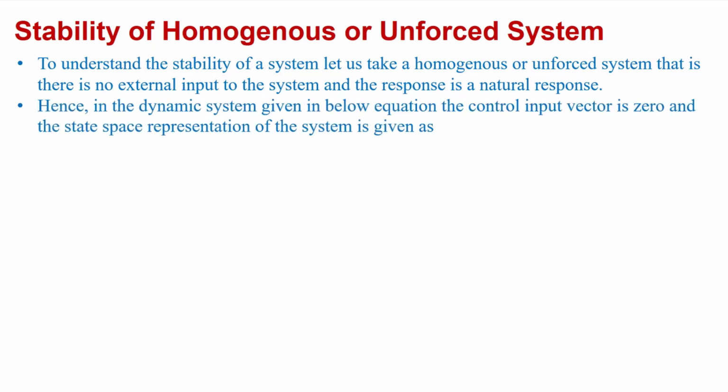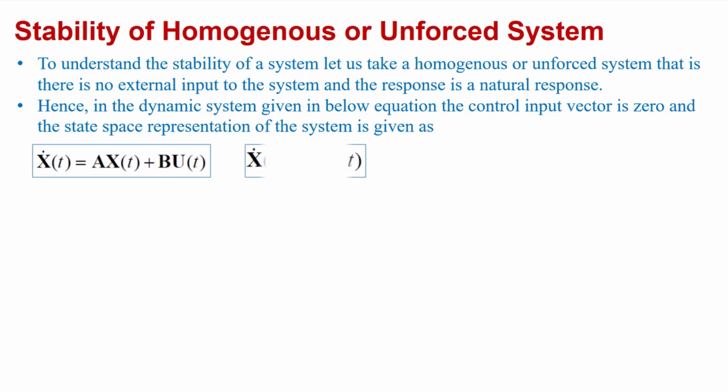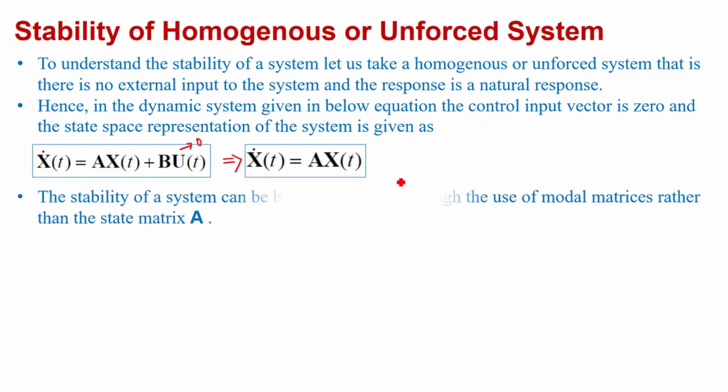So in that condition, for the dynamic system, if we take the control input vector as 0, your state space representation will become x dot equal to Ax(t). So u(t) will be 0 here, because it is a homogeneous or unforced system.